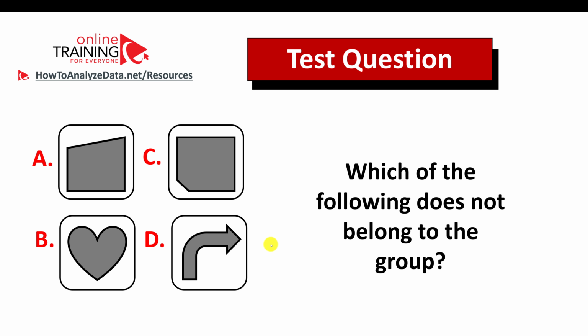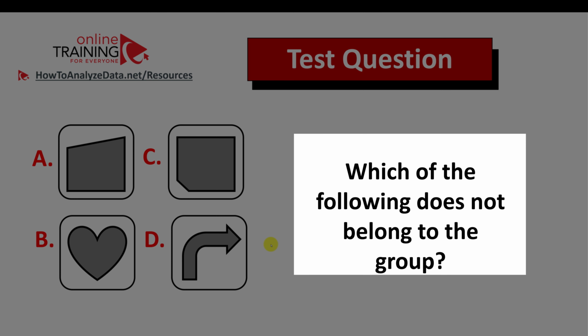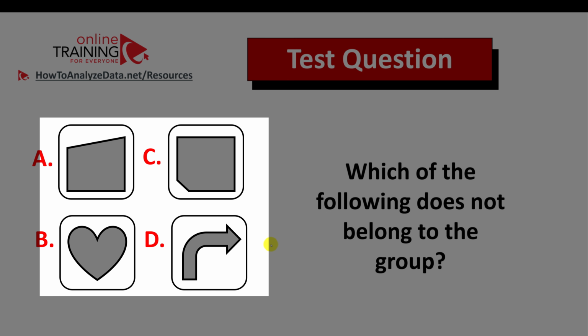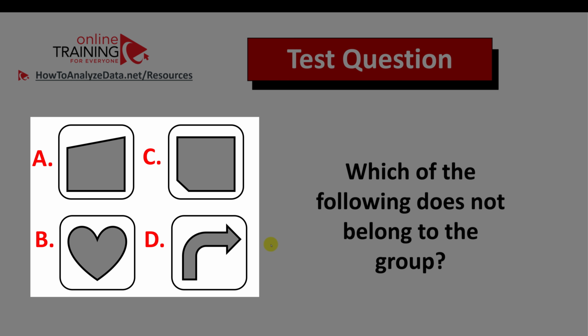Here is the tricky question we frequently see on the test. Which of the following does not belong to the group? And you're presented with 4 different shapes, which represent 4 different choices, A, B, C, and D. Do you see the answer? Please take a look carefully.